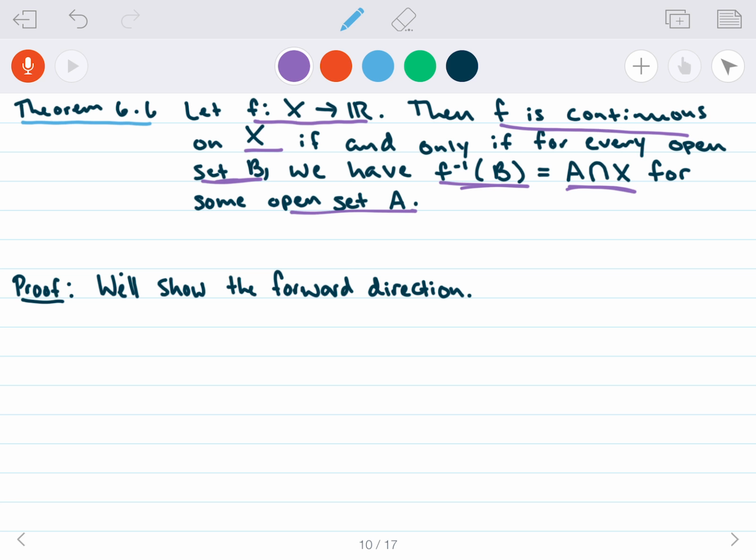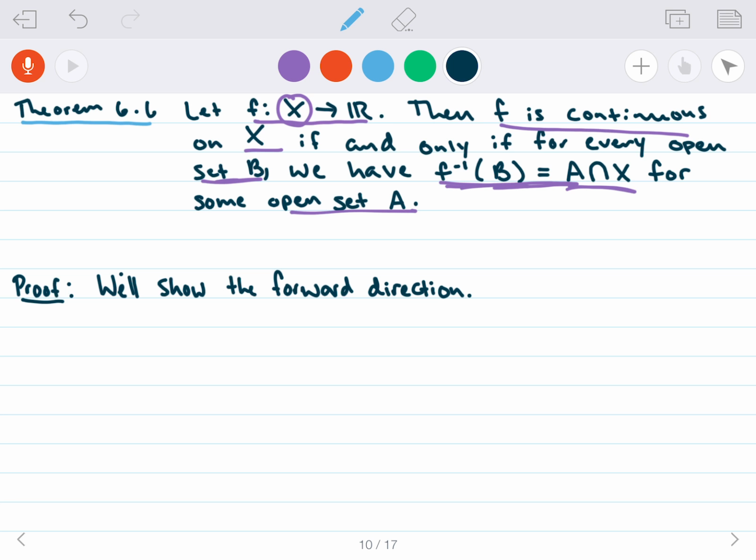So we're not necessarily saying that the pre-image is open, because that is going to depend on what your X is to begin with. But we are saying that the pre-image is going to be the intersection of an open set and our ambient space X. So we're going to prove the forward direction.